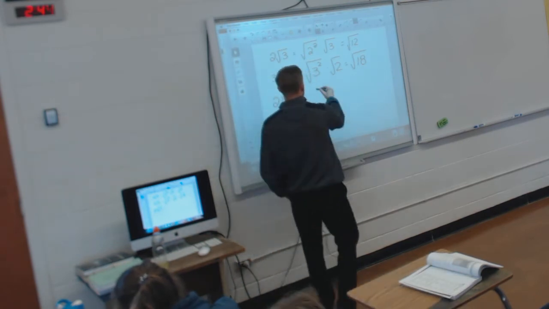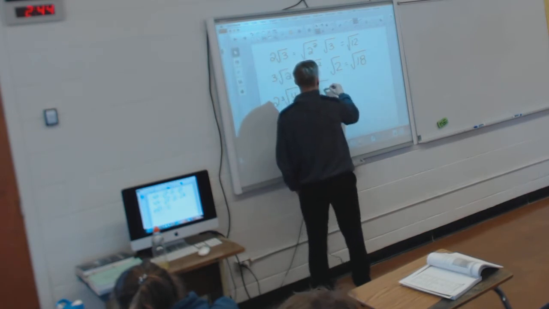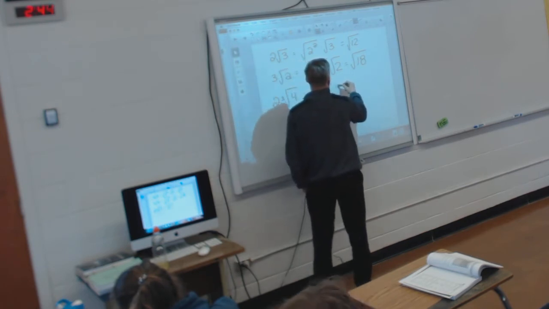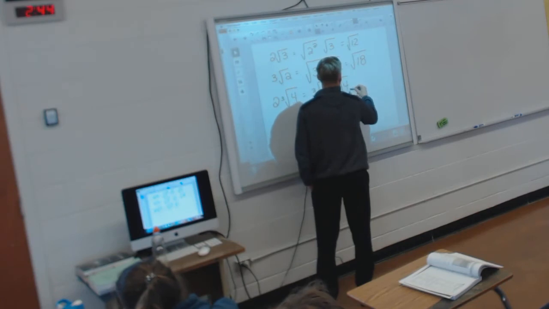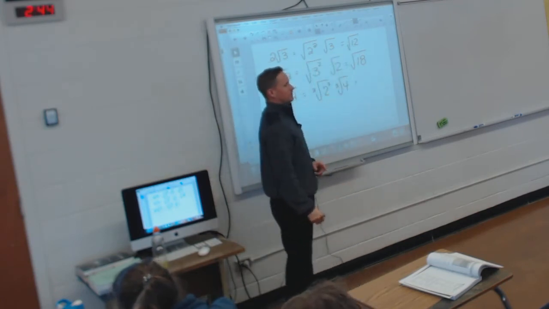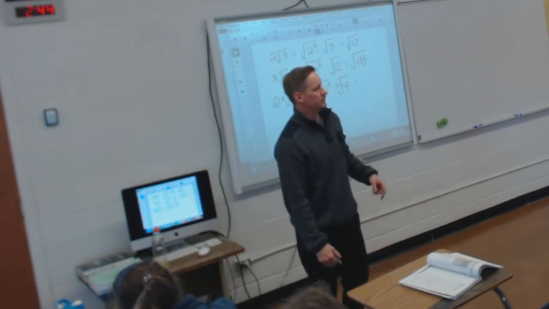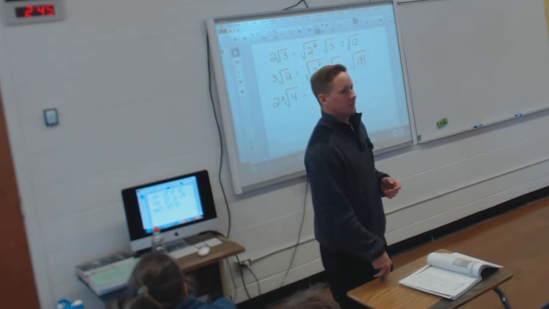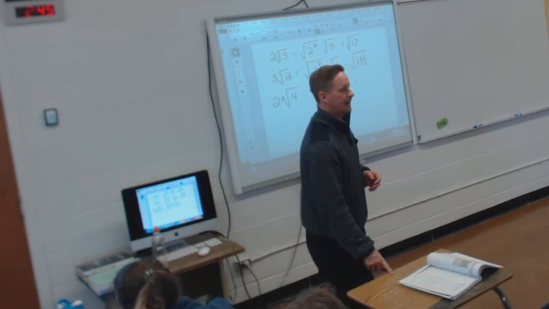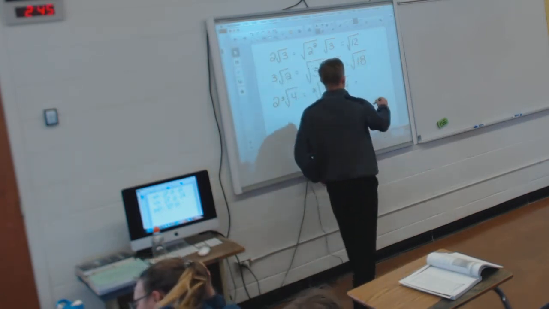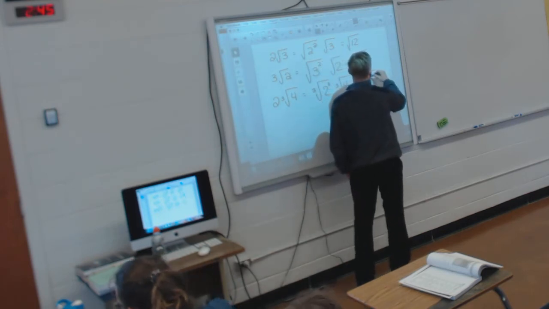So it becomes cube root of 2 cubed, cube root 4. What is 2 cubed? 2 times 2 is? Times 2 is? 8. 8 times 4 is? 32. Cube root 32.